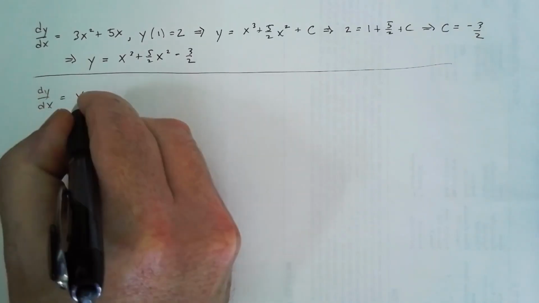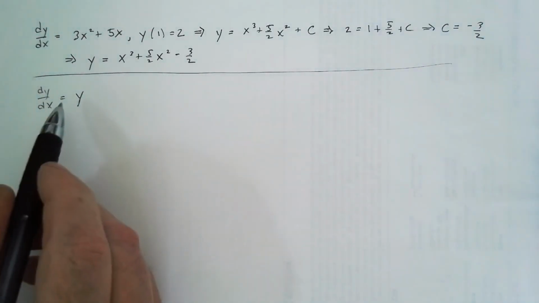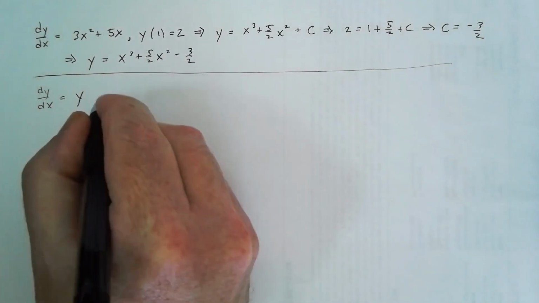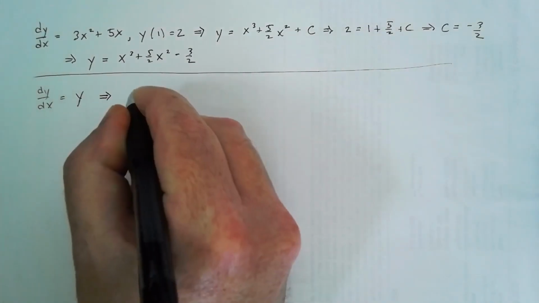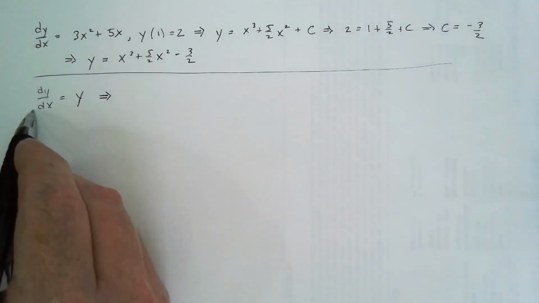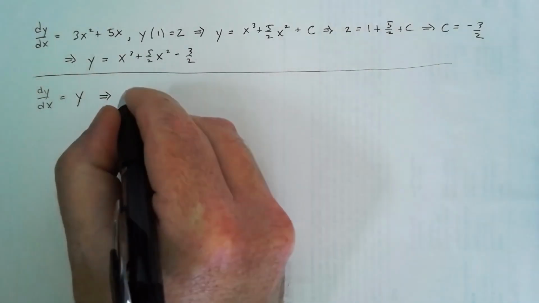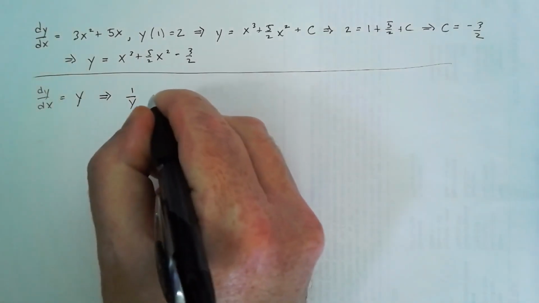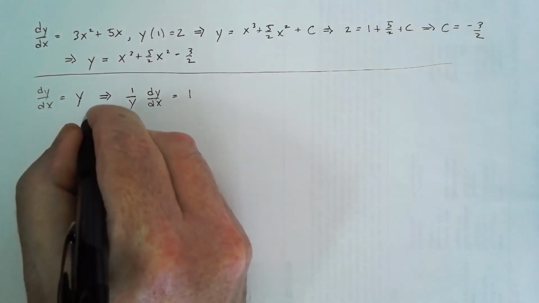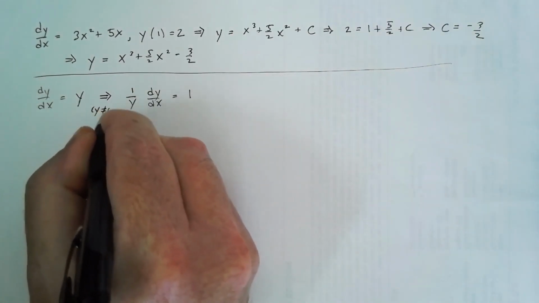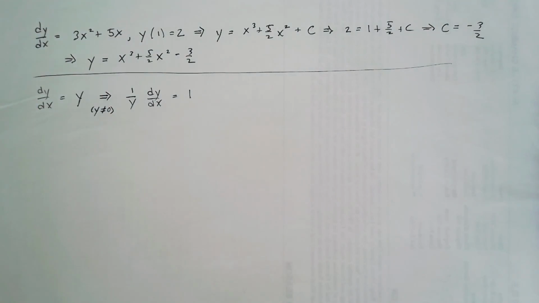Now let's look at an example of a differential equation that is not of the type dy/dx equals a function of x. Here we have a function of y. One thing that we might try here is to get all of the y's on one side and all of the x's on the other. So let's divide by y. In order to do this, we need to make the assumption that y is not equal to 0.